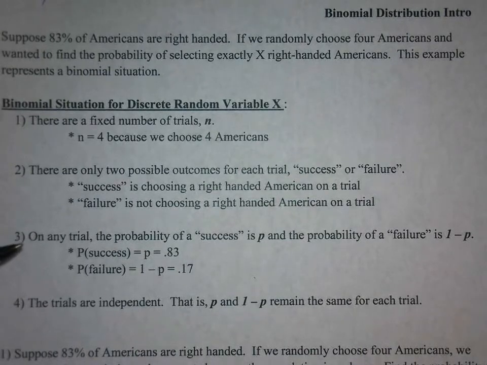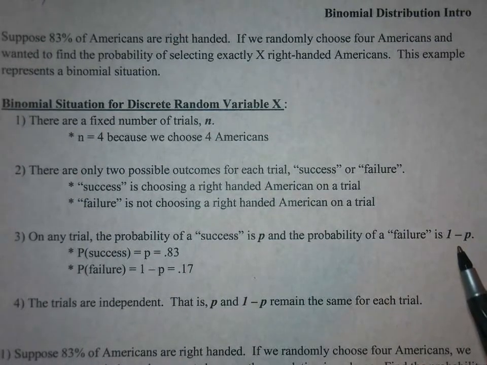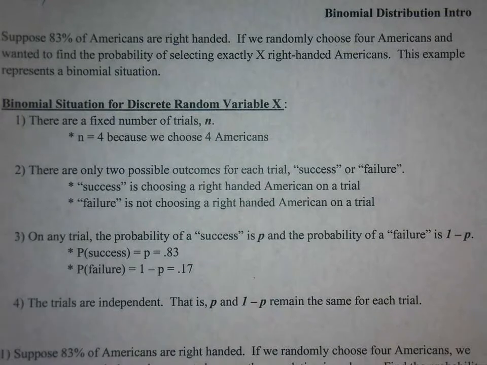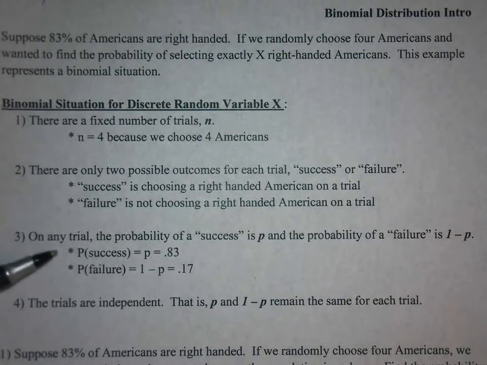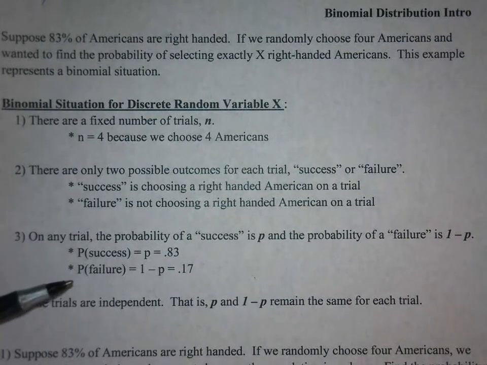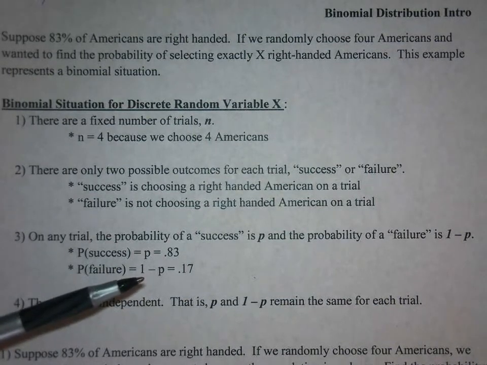Okay, so number 3, the third stipulation: on any trial, the probability of success is P, and the probability of failure is 1 minus P. And sometimes you will see 1 minus P written as Q, and I will actually do that sometimes also. So instead of 1 minus P, I'll put a Q. The probability of a success, in this case, is 0.83. So on any single trial, when you randomly choose an American, the probability that they're right-handed is 0.83. Probability of failure, meaning they are not right-handed, will be 0.17.